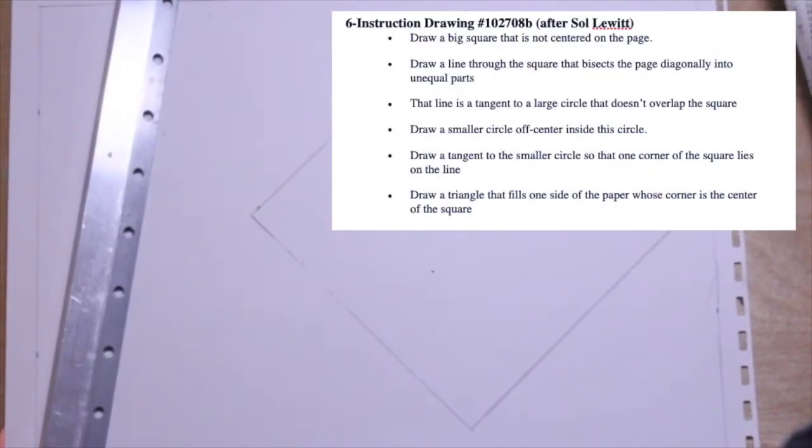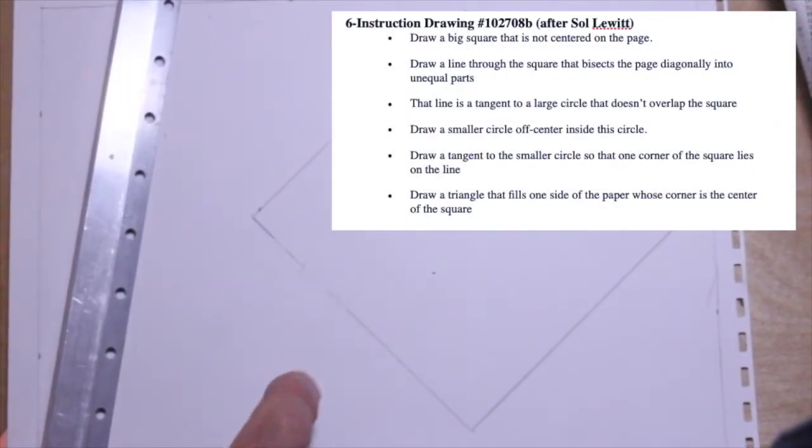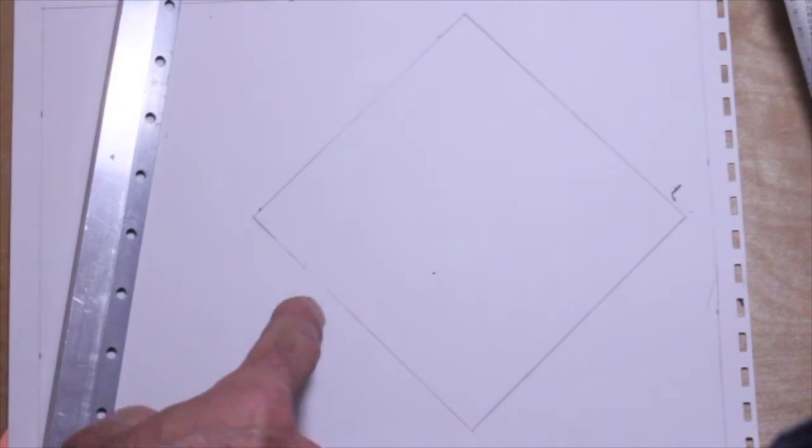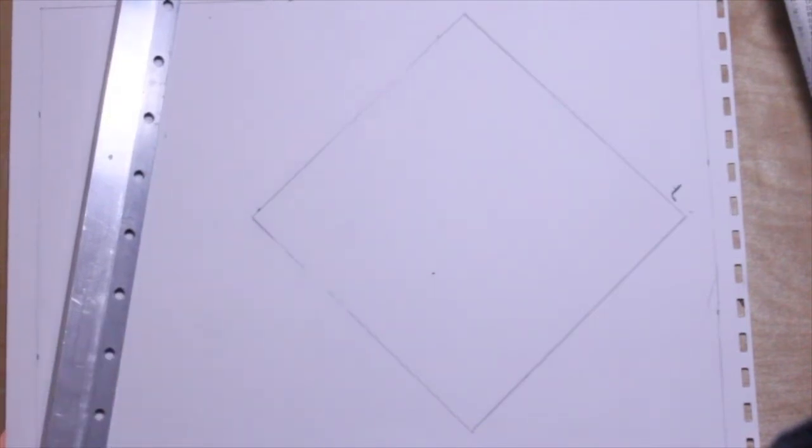Instructions say draw a line through the square that bisects the page diagonally into unequal parts. And that line is a tangent to a large circle that doesn't overlap the square. It's a tangent to the circle. So I must put my circle in and then draw my tangent or bisecting line.